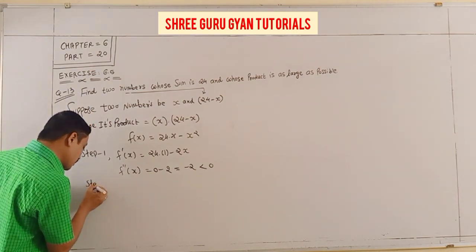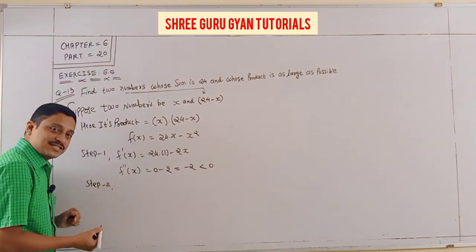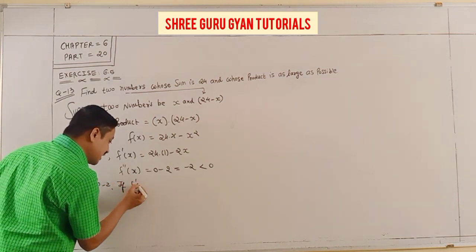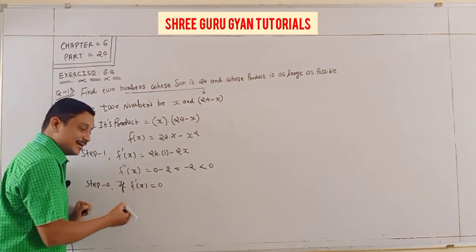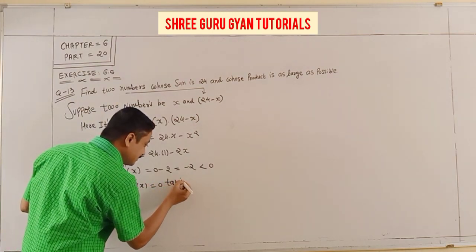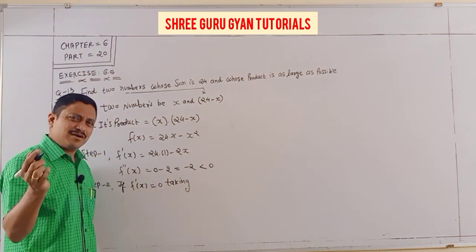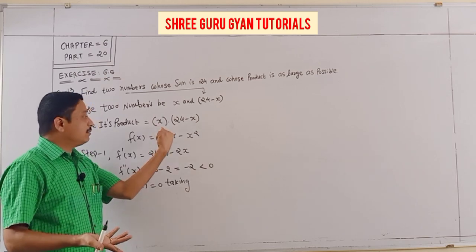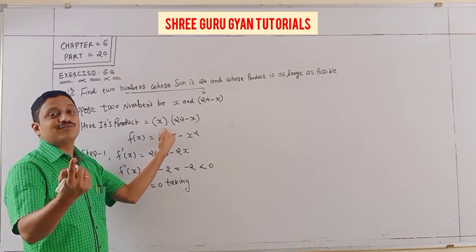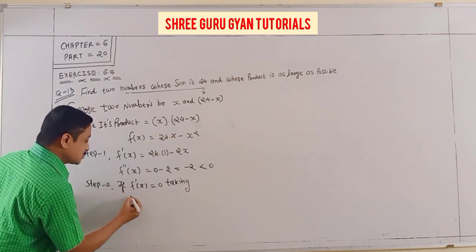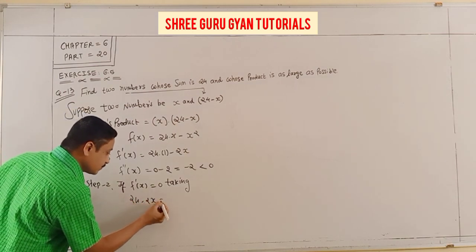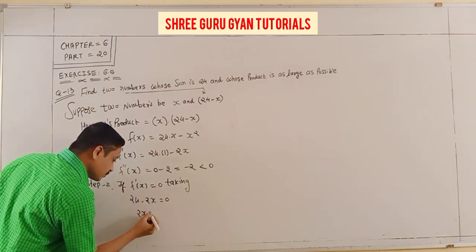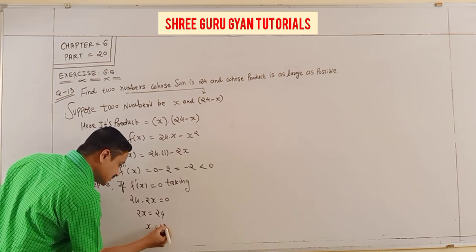Now step 2. What is step 2? Taking the first derivative equal to 0. Students, the method is the same, right? It is the same as the previous numerical, only the purpose is to find your function. So f'(x) is 44 minus 2x. You get easily x is equal to 22.